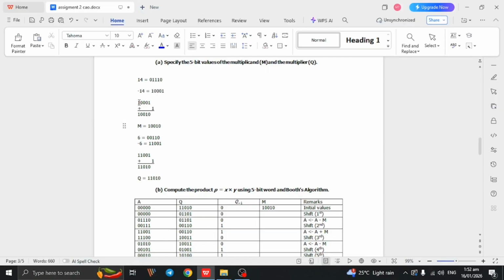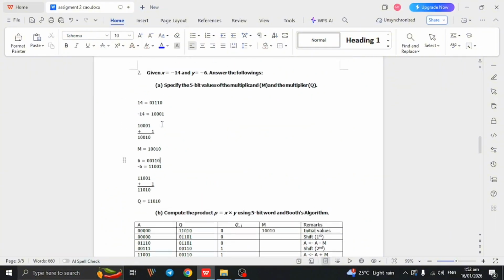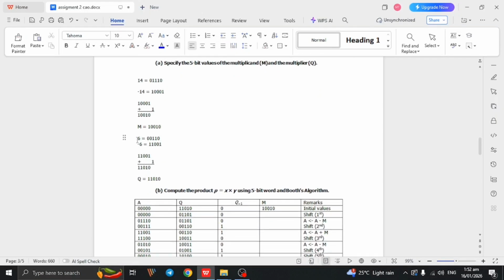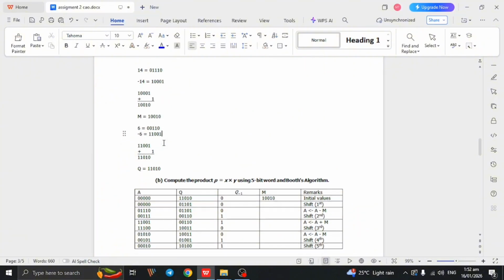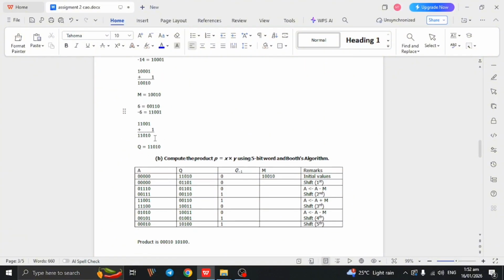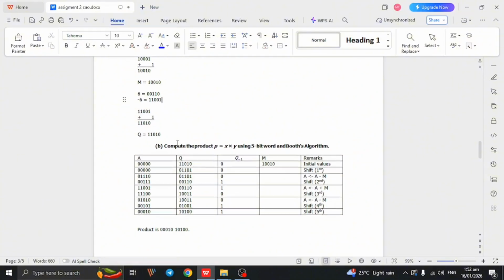We negate by flipping the number and then adding 1 to it. The same for -6. We first convert it to binary, then flip the bits, and then add 1 to negate, so we get q is 11010.